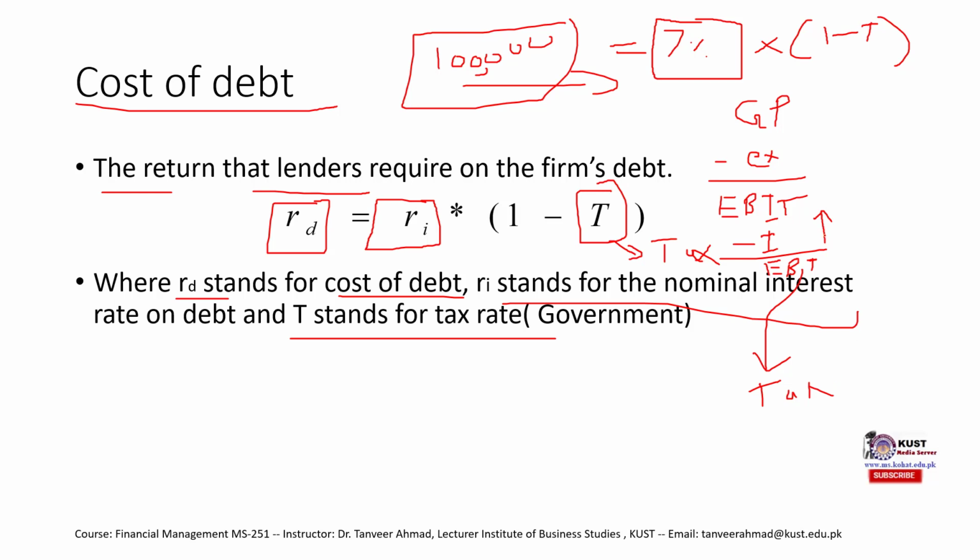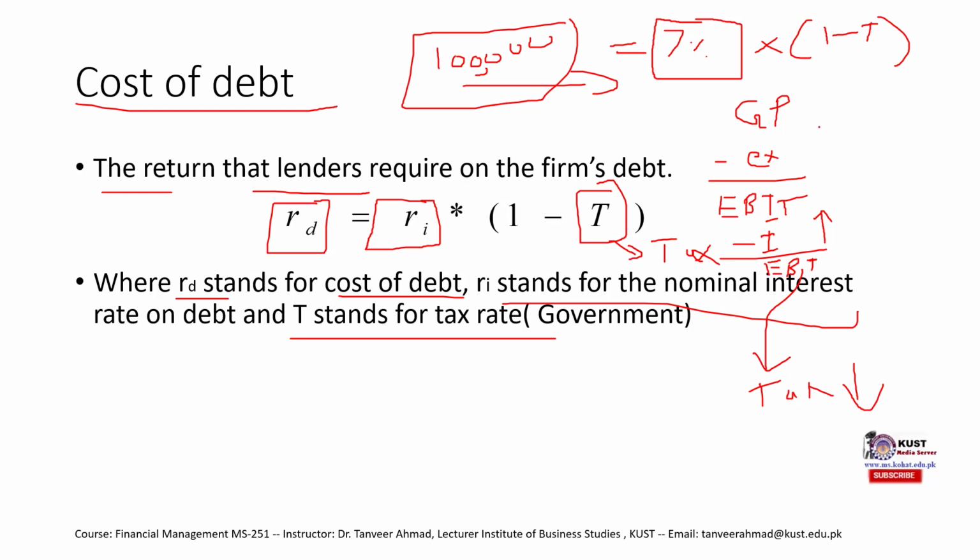So that means the higher the interest amount you pay, the lesser the tax amount you would have to pay. Why? Because first the interest would be deducted from EBIT and then you would have to pay the tax on the remaining amount. So if the interest amount is higher, the EBT would be lower and the tax calculated on this EBT would be lower.